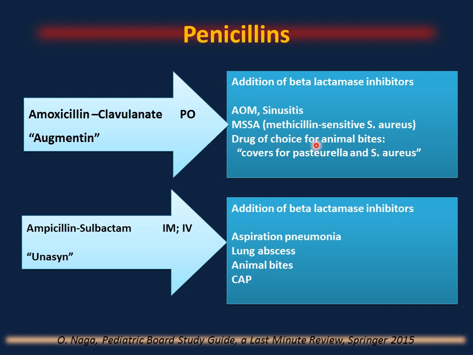Augmentin is the drug of choice for animal bites. It is high yield because it covers Pasteurella multocida and Staph aureus. So you can use it for dog bites, cat bites, animal bites in general, because it covers Pasteurella multocida and Staph aureus. High yield.